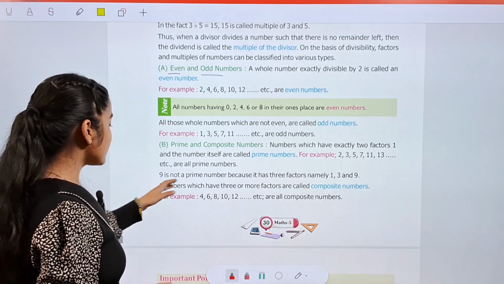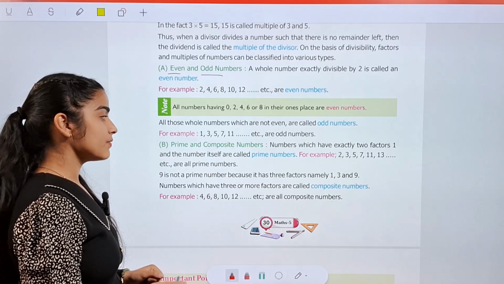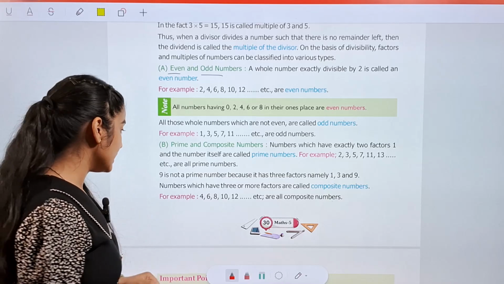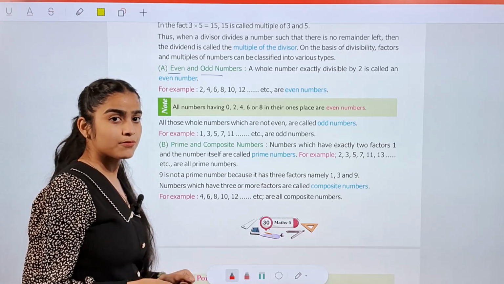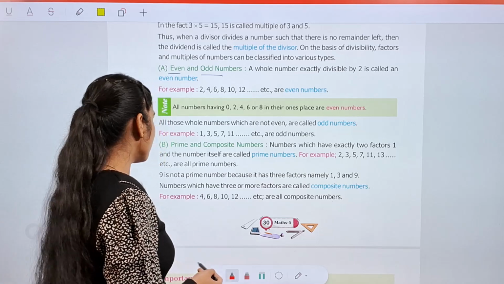Now 9 is not a prime number because it has three factors, namely 1, 3 and 9. Numbers which have three or more factors are called composite numbers. So those which have more than two factors are composite numbers.